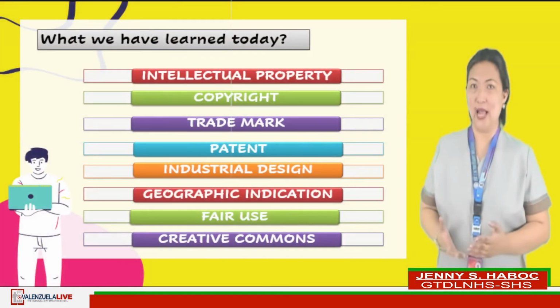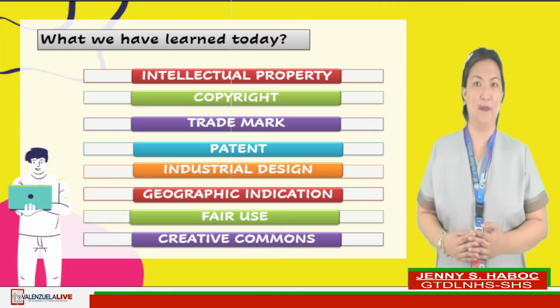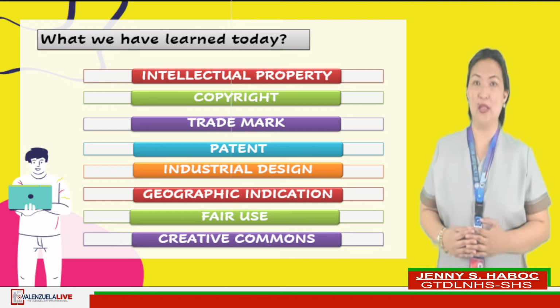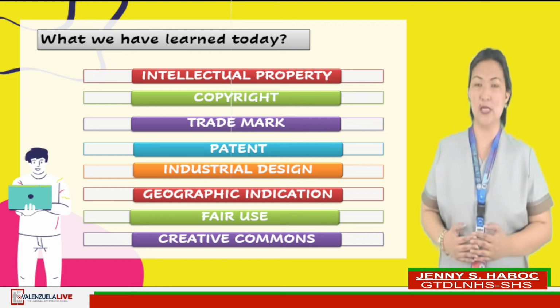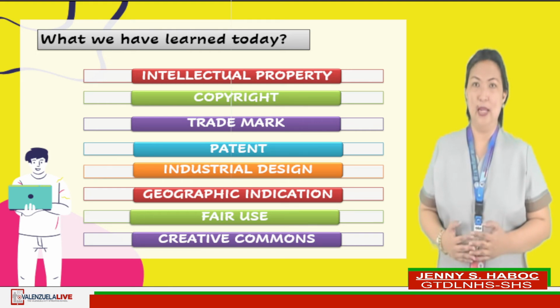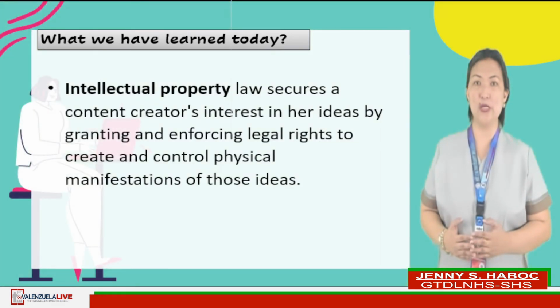Okay, so let us review what we have learned today. We define and give the different types of intellectual property rights, which include copyright, patent, trademark, industrial design, and geographical origin. We recognize also the use of Creative Commons and fair use. Intellectual property law secures a content creator's interest in their ideas by granting and enforcing legal rights to create and control physical manifestations of those ideas.